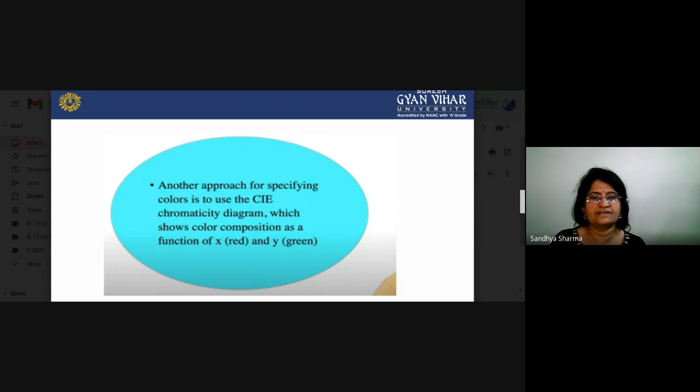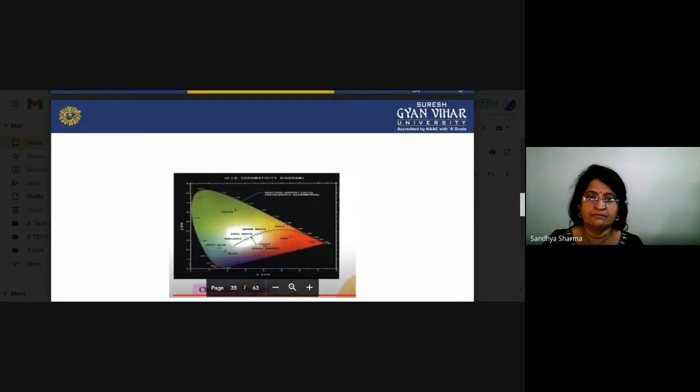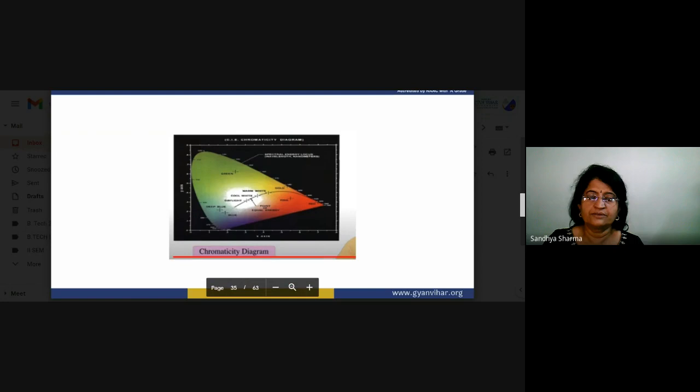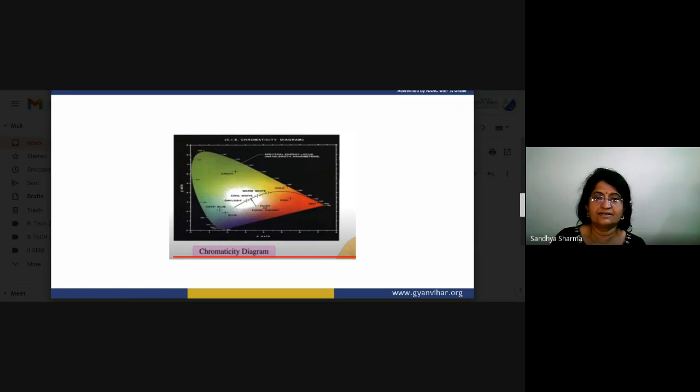Another approach for specifying colors is to use the CIE chromaticity diagram, which shows color composition as a function of x and y. So we will discuss the color chromaticity diagram. In the color chromaticity diagram, we can see the different shades of our primary colors. So this is our chromaticity diagram: red, blue, and green, and we can see the different shades of these three primary colors.